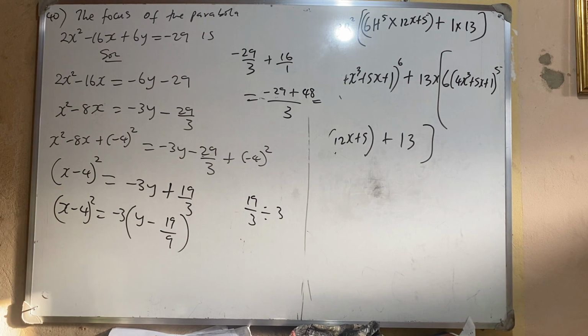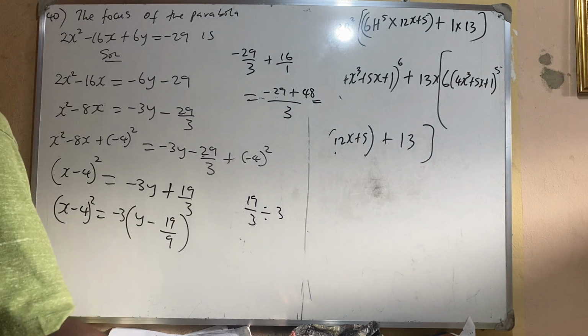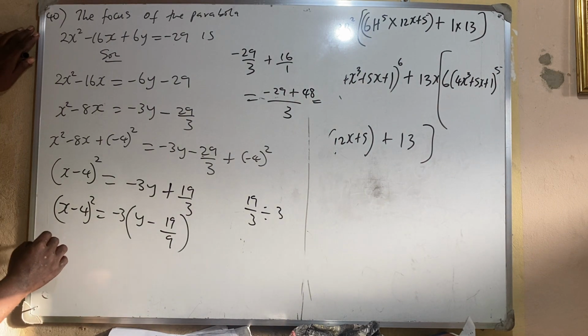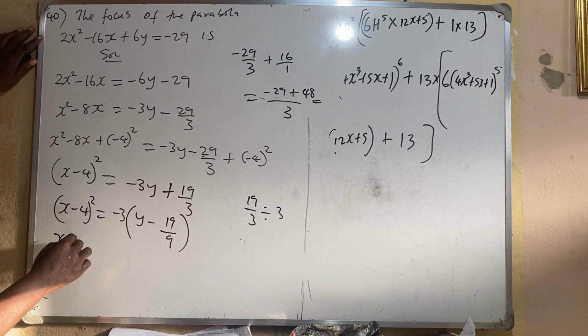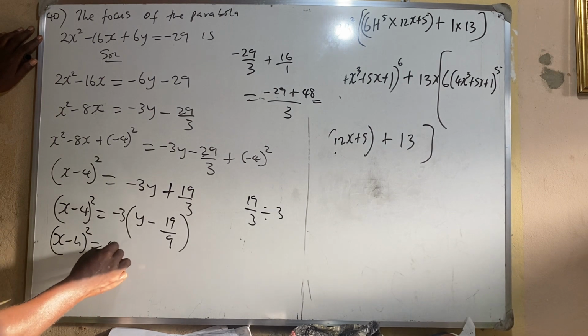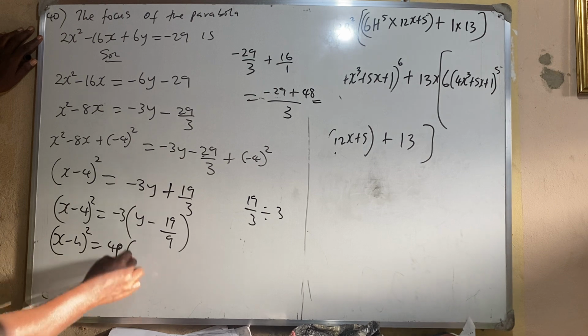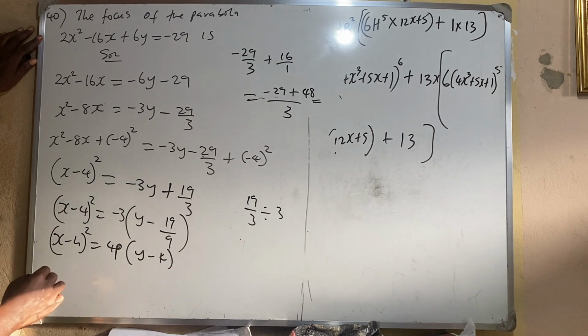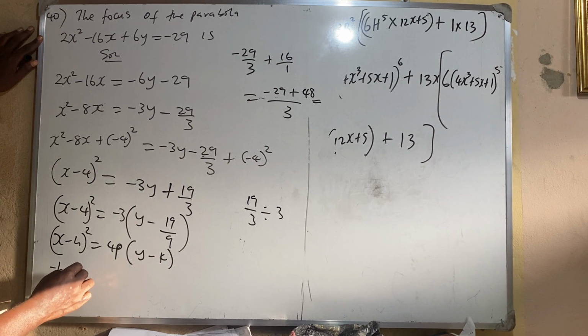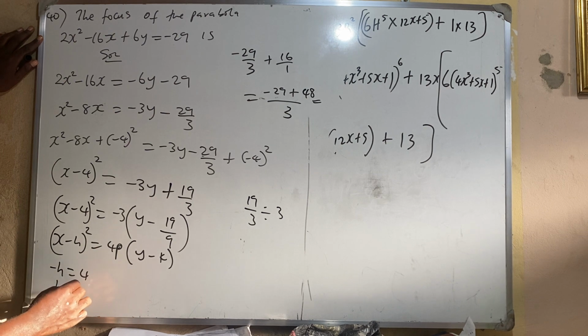Which shows that the focus is, what's the formula for the focus of a parabola? The focus of a parabola is given by h plus a. So first of all, I have that x minus h all squared is equal to 4p in bracket of y minus k. So which shows that minus h is equal to what? 4. So my h is equal to what?